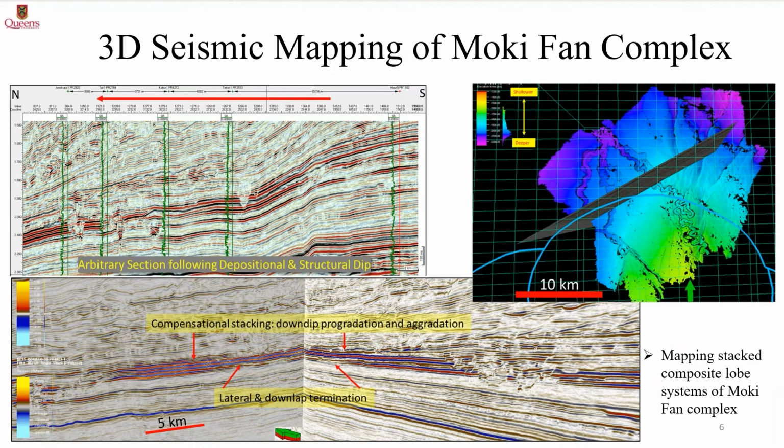If we take an arbitrary section following the depositional and structural dip, we still see the broad signature of the gamma ray logs that is present all along from south to the north as we move around this section following the structural and the depositional dip as well.